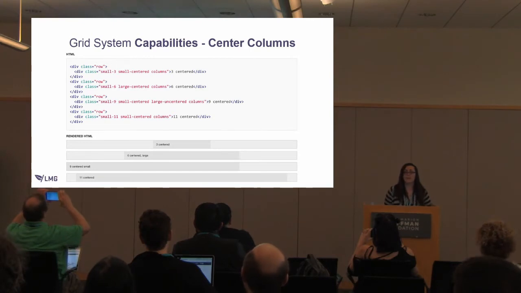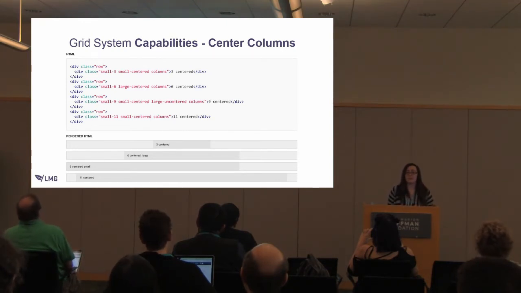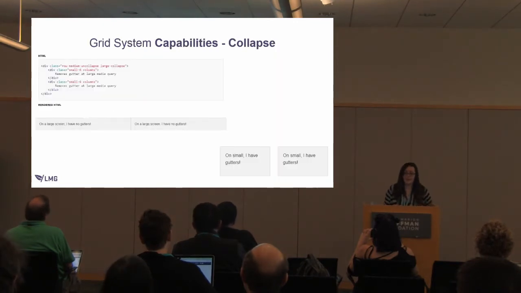So if you want it to be centered at all screen sizes, you just do centered. Then medium, you do medium centered. And then in the third example, the 9 centered small, the reason that's not centered is that you'd be looking at it on a screen size that's large. So it won't center itself until you shrink it down to a smaller screen. It's a really nice way to easily style and display your content. The next one is the collapse feature.